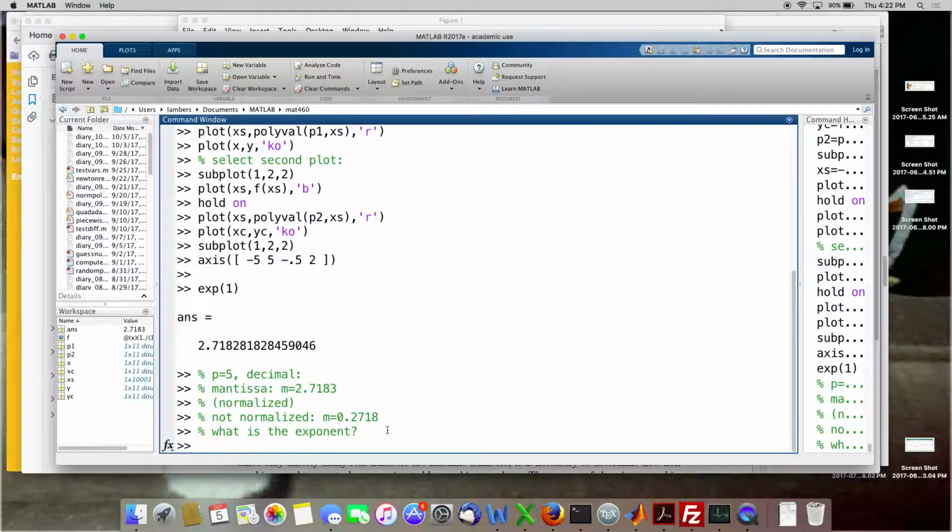Other homework 2 questions? So does the exponent have to be between negative 20 and 20? Yes, you're still limited to that.